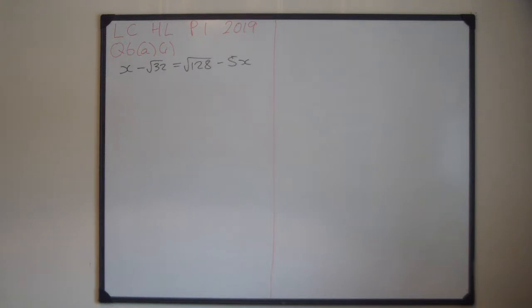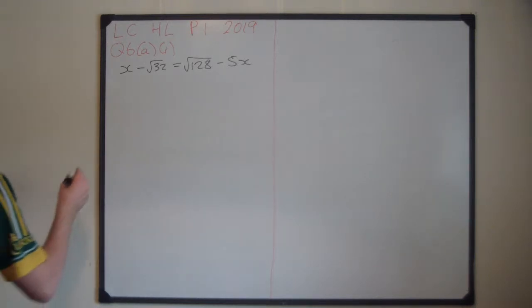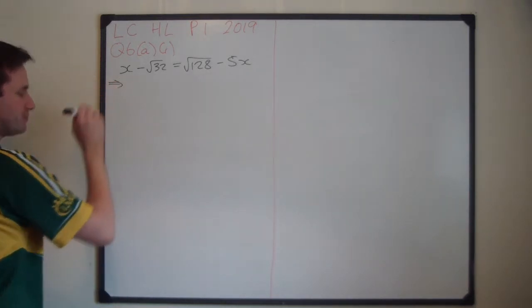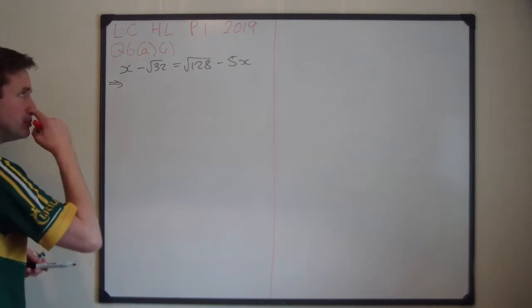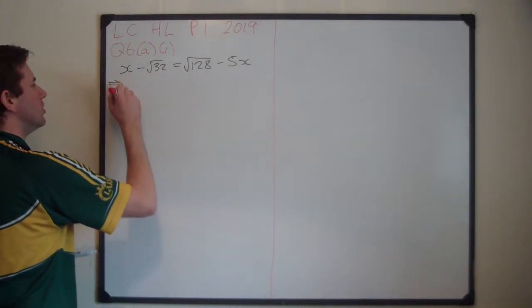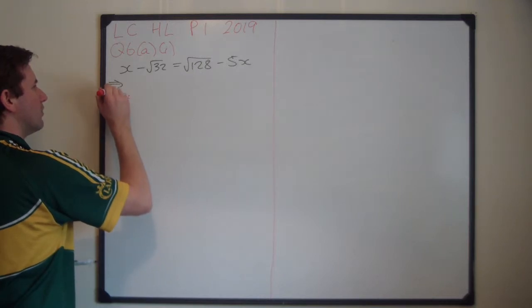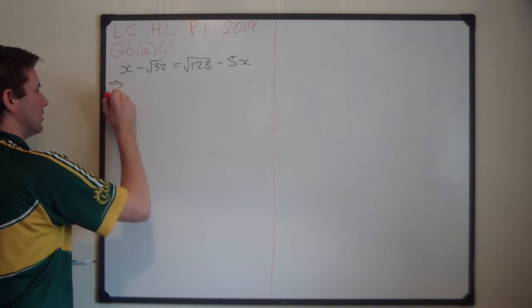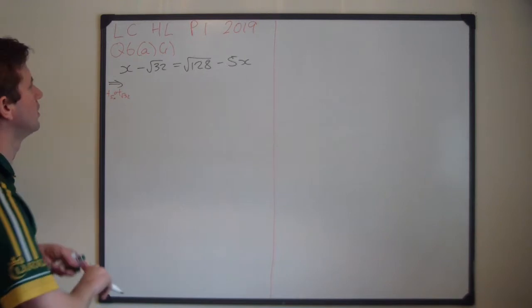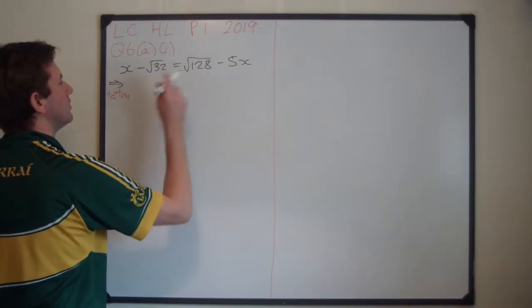So, what are we trying to do here? We're trying to solve for x, so I want to get all the x's on one side. So the first thing we can do is maybe add square root of 32 to both sides, and after that we can add 5x to both sides.